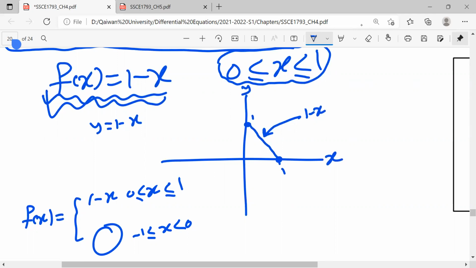We say a function is an odd function if it is symmetric to the origin. That means we are going to find the symmetric part for this graph. Look, this is the symmetrical part of that graph, symmetric to the origin. Let's use another color. Yes, this is the graph of the symmetrical part. Now this point is 1 and this point is -1.